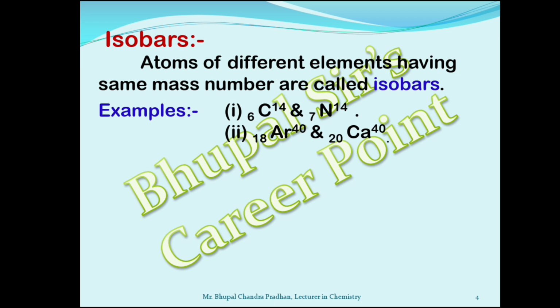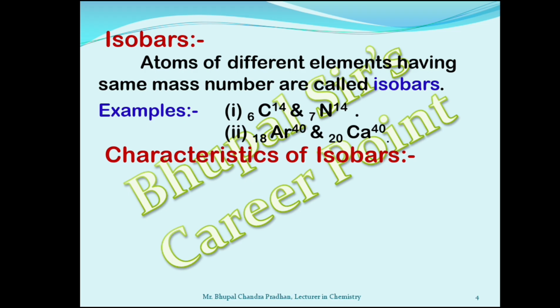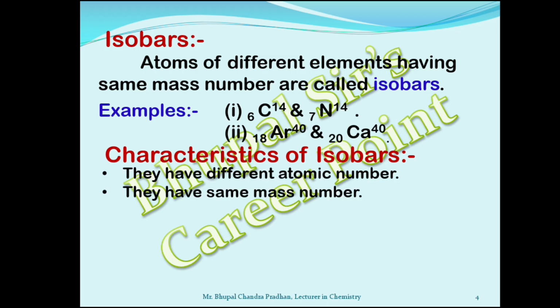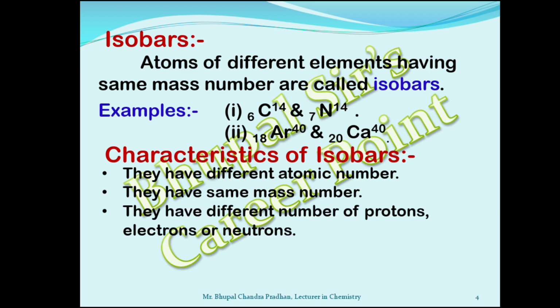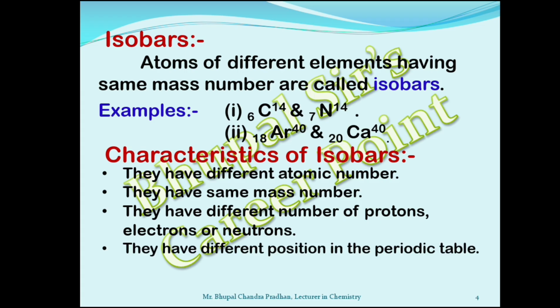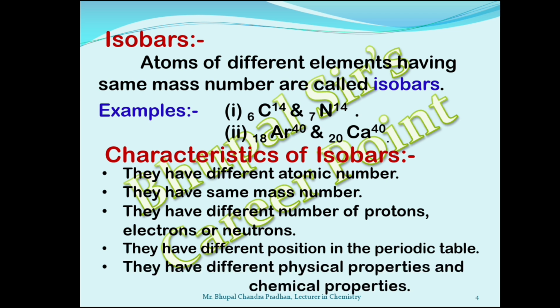Different elements argon and calcium having different atomic numbers 18 and 20 respectively but have same mass number, that is 40. So these are isobars. Characteristics of isobars: they have different atomic number, they have same mass number, they have different number of protons, electrons and neutrons, they have different position in the periodic table, they have different physical and chemical properties.